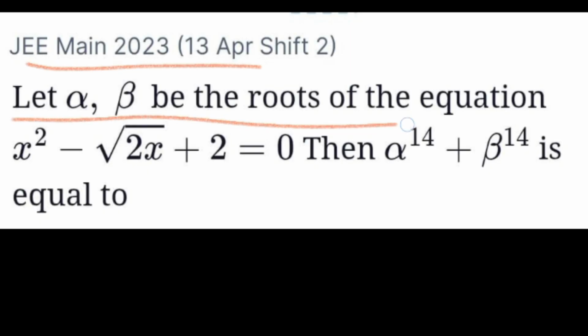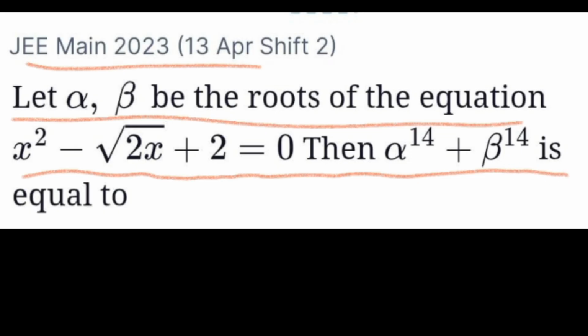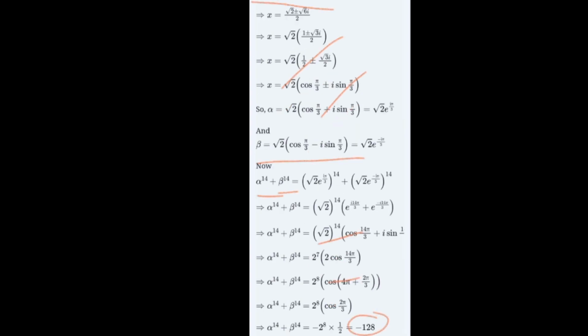JEE Mains 2023, one more bit. Alpha, beta are roots of the equation x square minus root 2 x plus 2 equal to 0. Then alpha power 14 plus beta power 14 is equal to. So convert to the polar form, then substitute alpha power 14 plus beta power 14 to simplify. So the answer is minus 128. So this is the same model.